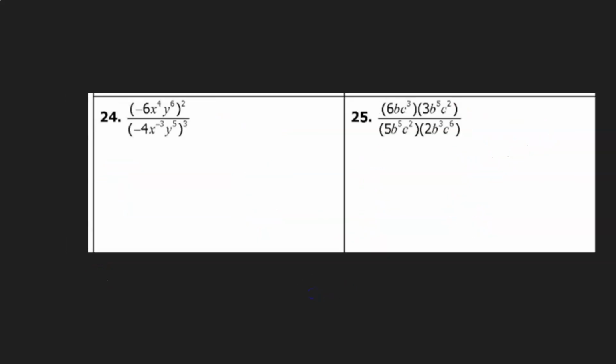Okay, let's power everything out first. So I have negative 6 squared, x to the 4 times 2 power, y to the 6 times 2 power. That gives us negative 6 times negative 6 is 36. Remember, this is not a negative exponent, so we're not sending something to the denominator for that. X to the 8th, y to the 12th.